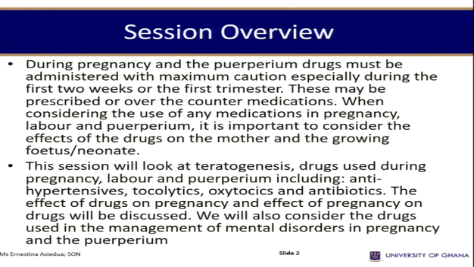Sometimes the woman could even be lactating, but because the drugs could be passed on through the breast milk, they are contraindicated. This session will look at teratogens, that is drugs that can cross the placental barrier and cause harm to the fetus. They are not only drugs, but radiation and other things. And then those that are used during pregnancy, and then the puerperium.